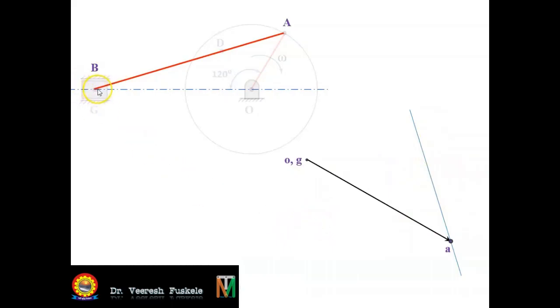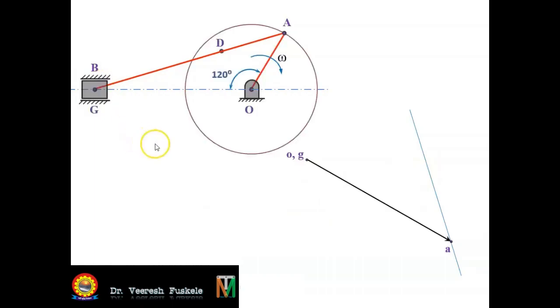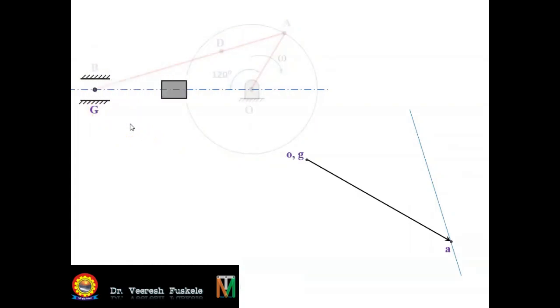So point B is on the slider. Next, we can draw the velocity vector of the slider B, G. The motion of the slider is always horizontal in this case. So the velocity of the slider will be parallel to the direction of motion of the slider. In this case, it will be horizontal. So we have to draw a line parallel to this motion of the slider. That means we have to draw a horizontal line.